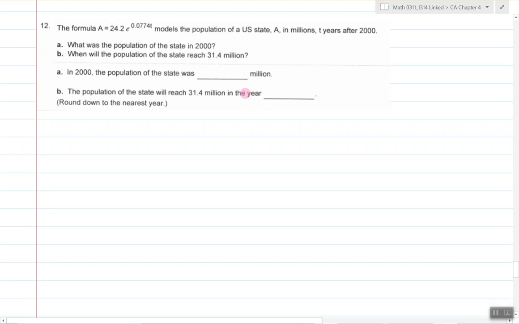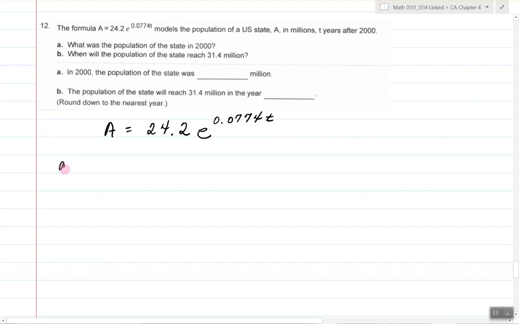Number 12. I have a formula. So now I've got an application problem. It says A equals 24.2 e to the 0.0774 t models the population of a U.S. state A, so this is the population of some state, in millions t years after 2000. What was the population of the state in the year 2000?